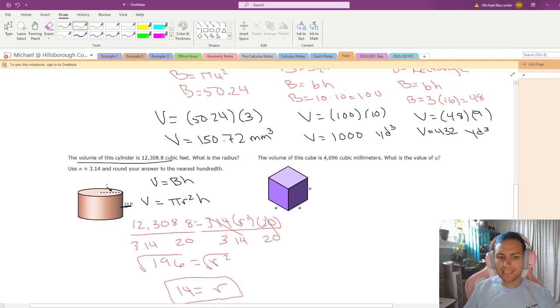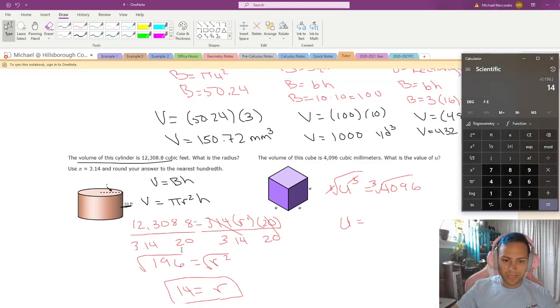In this one here, they asked me to find the volume of this cube. Well, the thing is, we know that if you take u times u times u, you get u cubed. So u cubed is going to equal 4,096. Well, that's really easy to solve then, because to undo that, you're just going to take the cube root of both sides. So the cube root cancels here, and you just get u equals. And we've got to figure out what the cube root of 4096 is.